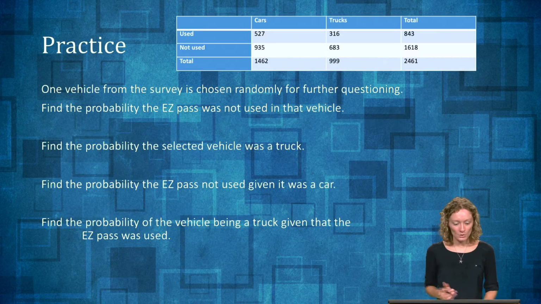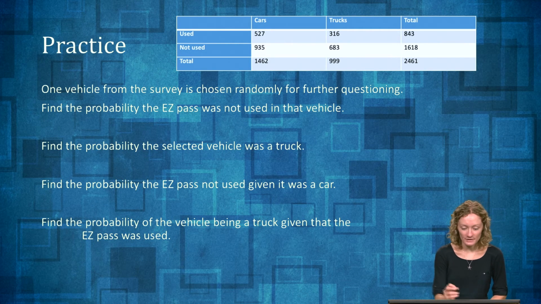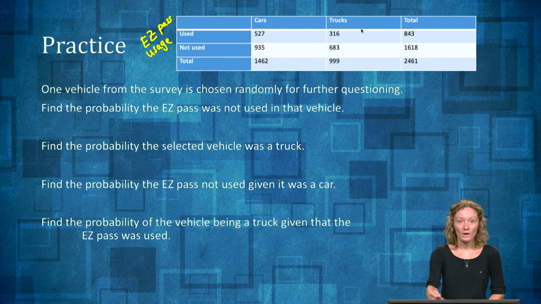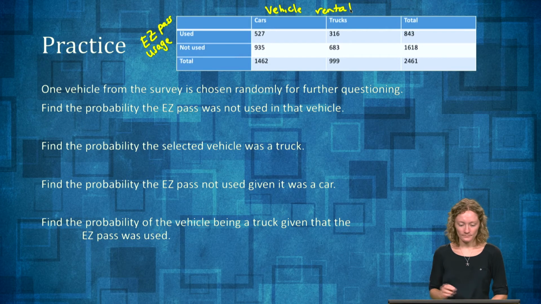All right. One more practice problem. This one is a little bit different. Your information is in a chart form. We have information on if the Easy Pass was used or not, and for what type of vehicle rental. All right, so for all of these cases, one vehicle is chosen randomly from the study for further questioning. So go ahead, pause the video, run through these, and we'll see if we're on the same page.